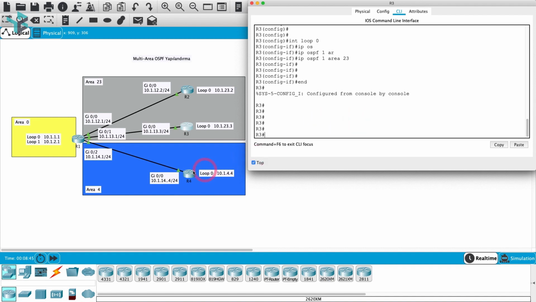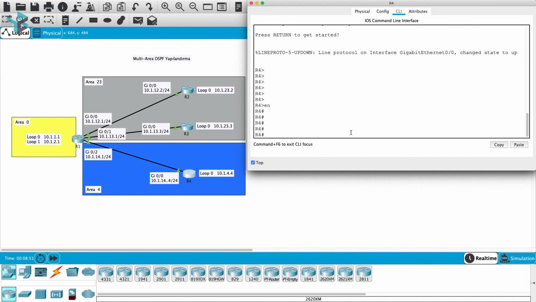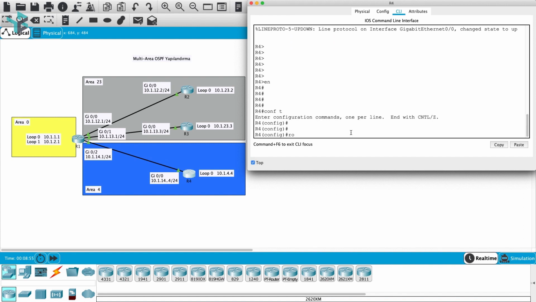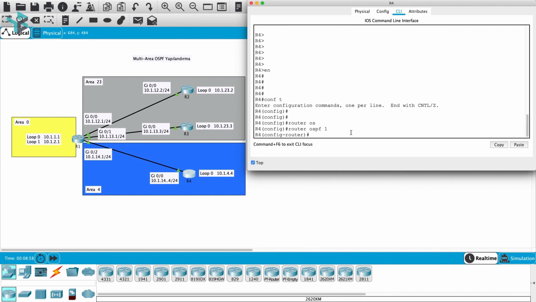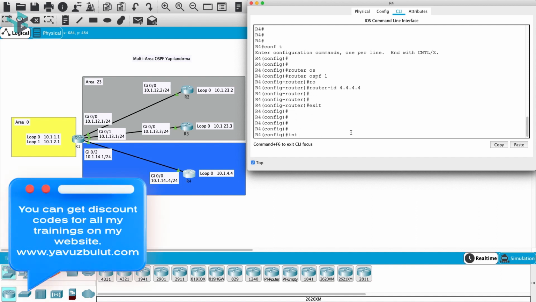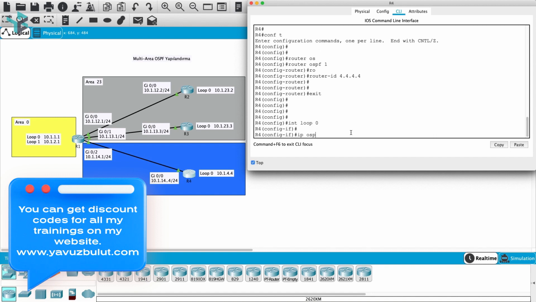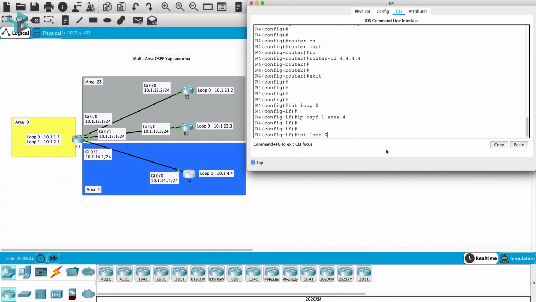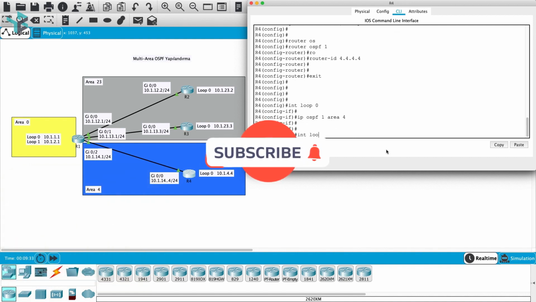Now let's move on to router 4. Here we activate OSPF by typing router ospf 1, and here we make our router ID 44. Let's enable OSPF under interfaces by exiting. ip ospf will be process ID 1, area will be 4. Let's do the same with interface gigabit 0/0.